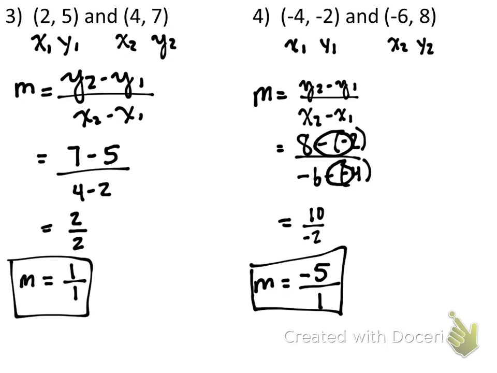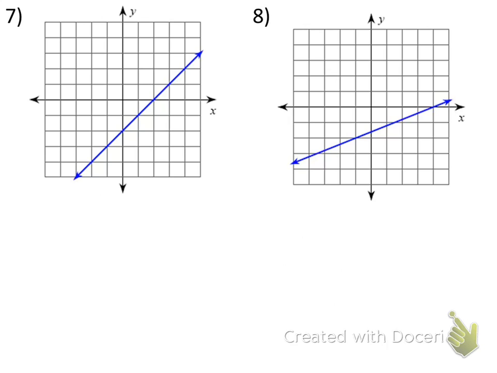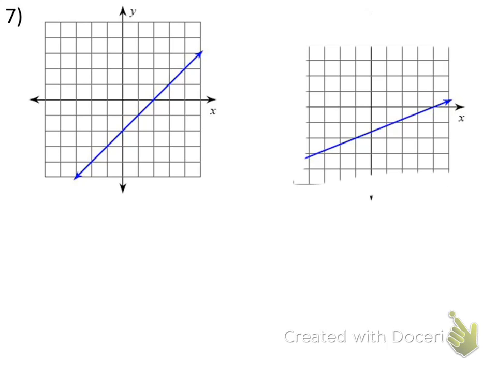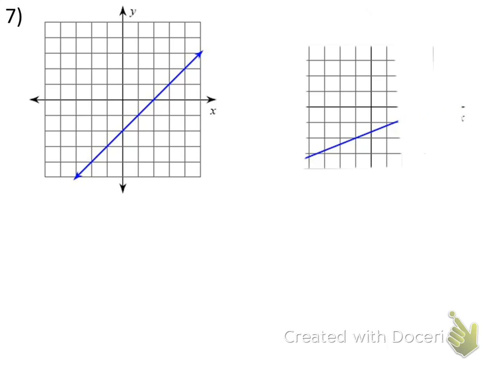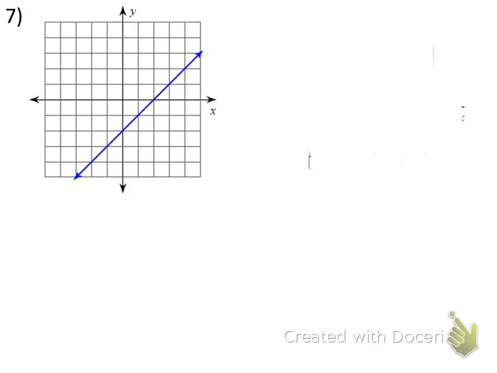Continuing on, I'm going to jump down to number 7. On number 7, we're going to look at this line. You have a line, so you have to pick 2 points. You have to look carefully and figure out where this blue line is crossing the crosshairs of the graph. Right here, there's a point. I could choose this point, and I know this point is 0, negative 2.